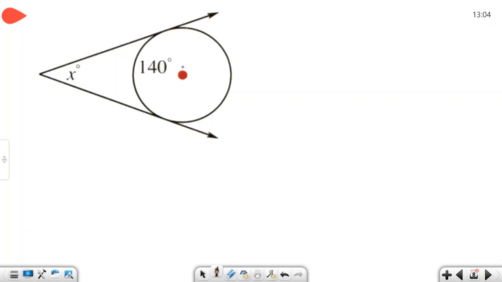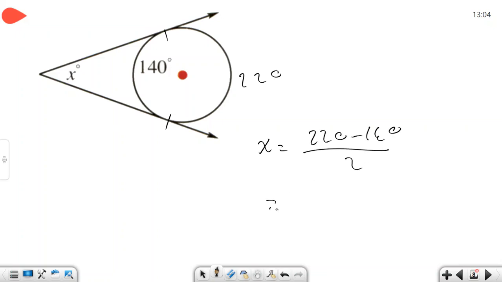Again, 140 is given, so it's a rounded circle. If this side is 140, the other must be 220, so together it makes 360. X equals 220 minus 140 divided by 2. So it's equal to 80 divided by 2, so 40 degrees.